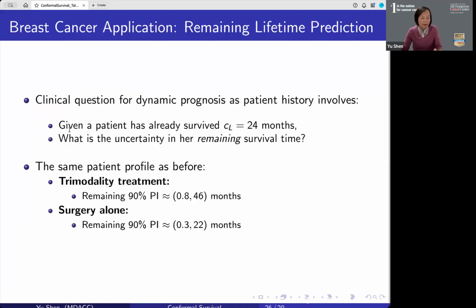Similarly, we can also assume this patient has already survived 2 years, and in her follow-up checkup, if she initially received trimodality, that's her 90% predictive interval for remaining survival time. And we can see that the lower bounds are very similar.